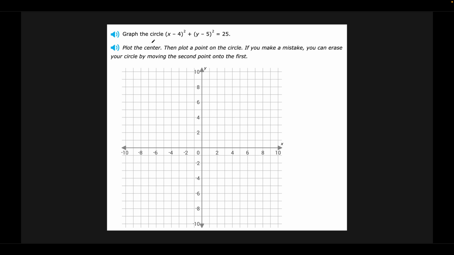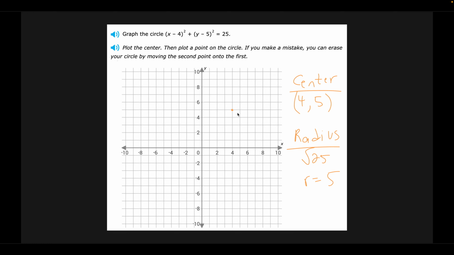So it says graph the circle. We take the numbers in the parentheses. Our center is going to be +4 and +5. And our radius is going to be the square root of 25, which is 5. With this info, now we can do our graph. Our center is at (4, 5). Radius is 5 in any direction.